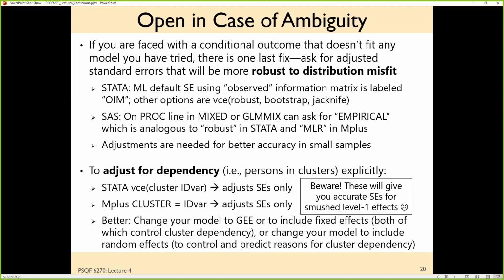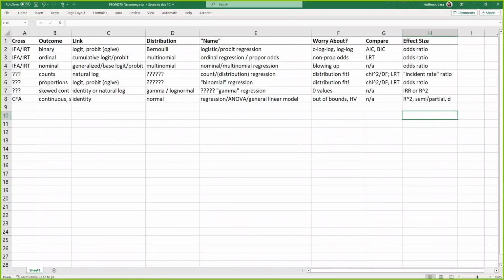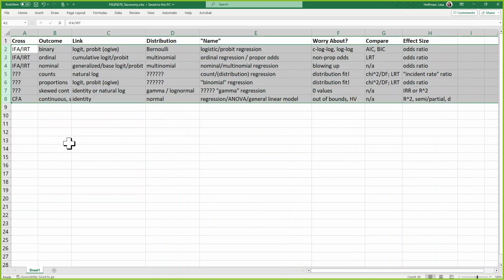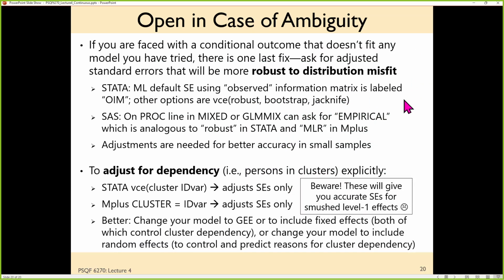So if you are looking at your taxonomy, this is nice and clear, but the real world doesn't work this way. You may have outcomes that are not normal, but they're not categorical and they're not counted. You're not really sure what to do with them. There's one more set of options that you have at your disposal, which is to ask for robust standard errors. Most software packages have an option to do this. And what it's trying to do is to use the actual distribution of your outcome to try to figure out what the standard errors should be. So it's a data-driven kind of approach.